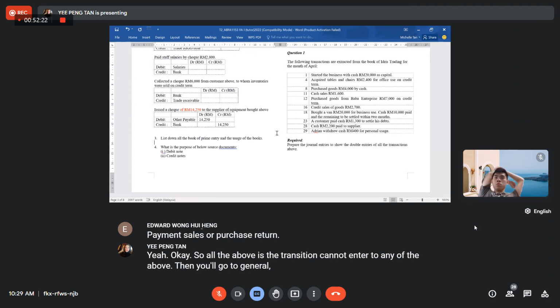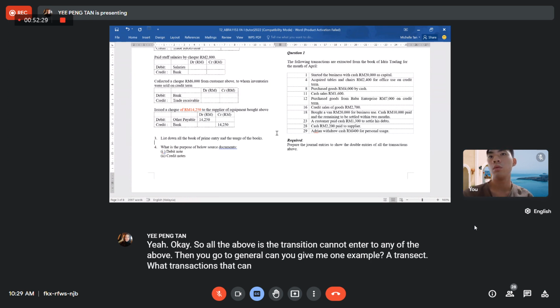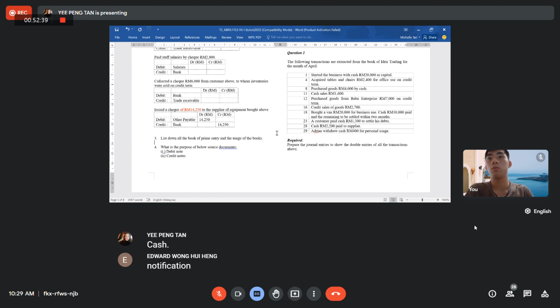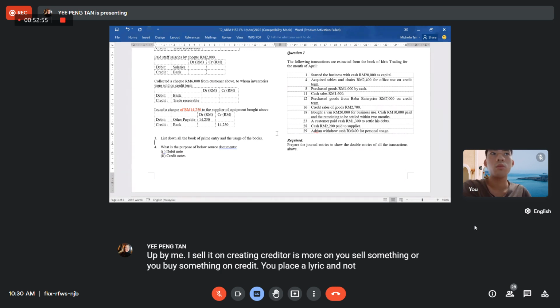Can you give me one example? What transactions can enter the general journal? Not involving cash. Pay salary to employee on credit term. Credit term is more for when you sell something or buy something on credit. You pay salary cannot. Maybe you just accrue.